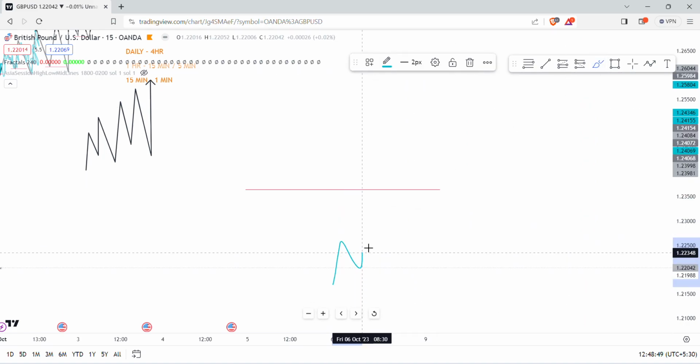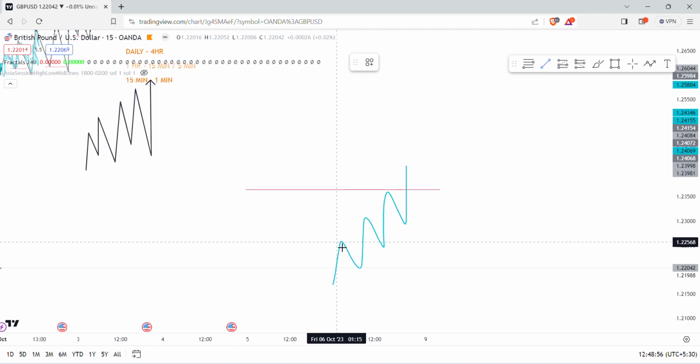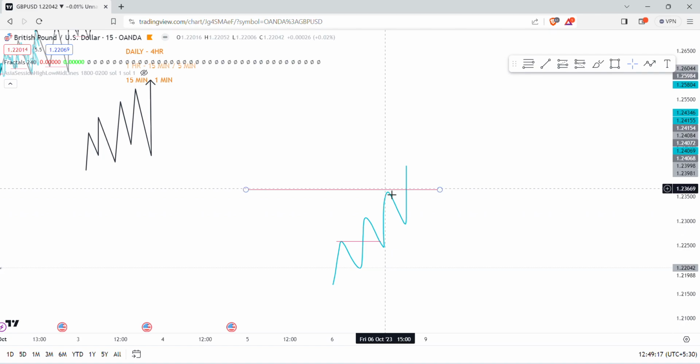Let's say this is how retail people will trade. They will think it is a break of structure, and they will have the buy limit here. They will think the resistance becomes support, and they will buy here. Their stop loss will be hit, and then the price moves. Again, they will buy here. Their stop losses will be hit.